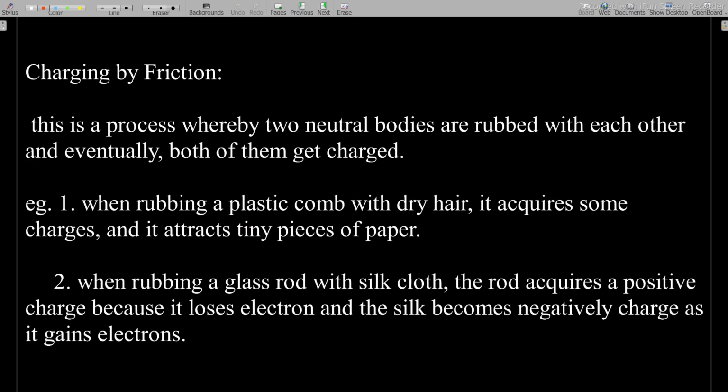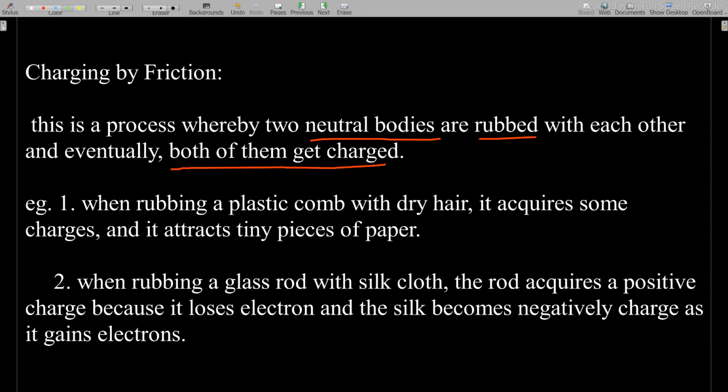So charging by friction is a process whereby two neutral bodies, which are not charged, are rubbed against each other, and eventually both of them get charged. An example is that when rubbing a plastic comb with dry hair, it acquires some charges and attracts tiny pieces of paper.